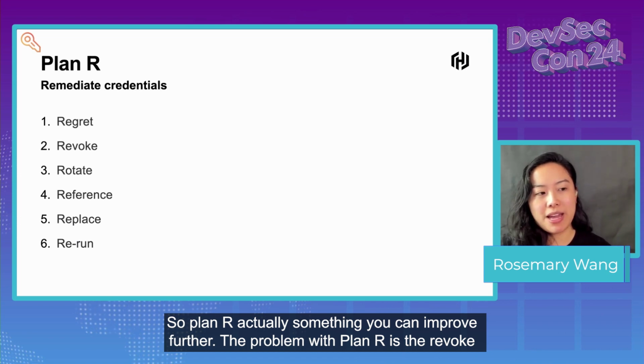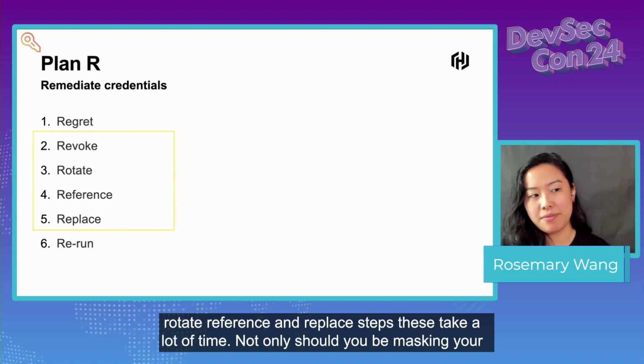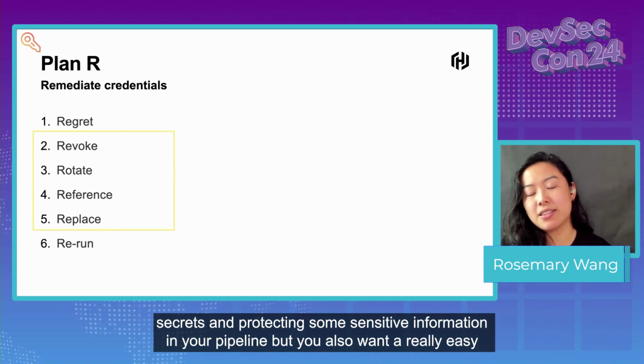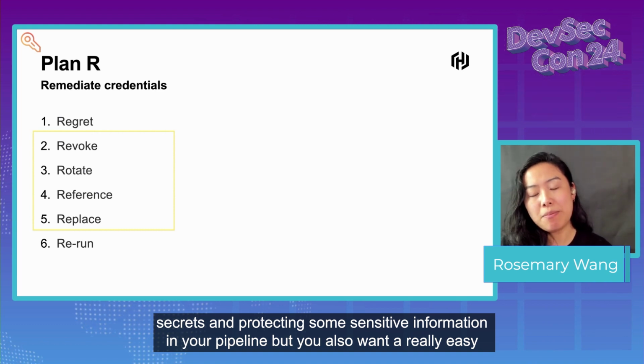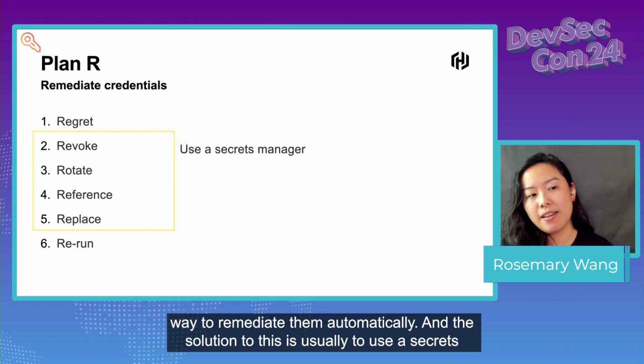The problem with Plan R is the revoke, rotate, reference, and replace steps. These take a lot of time. Not only should you be masking your secrets and protecting some sensitive information in your pipeline, but you also want a really easy way to remediate them automatically. And the solution to this is usually to use a secrets manager.